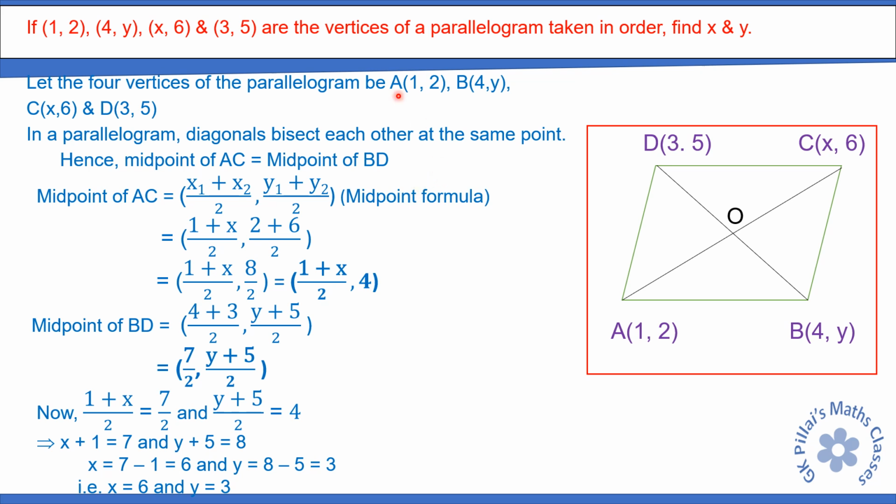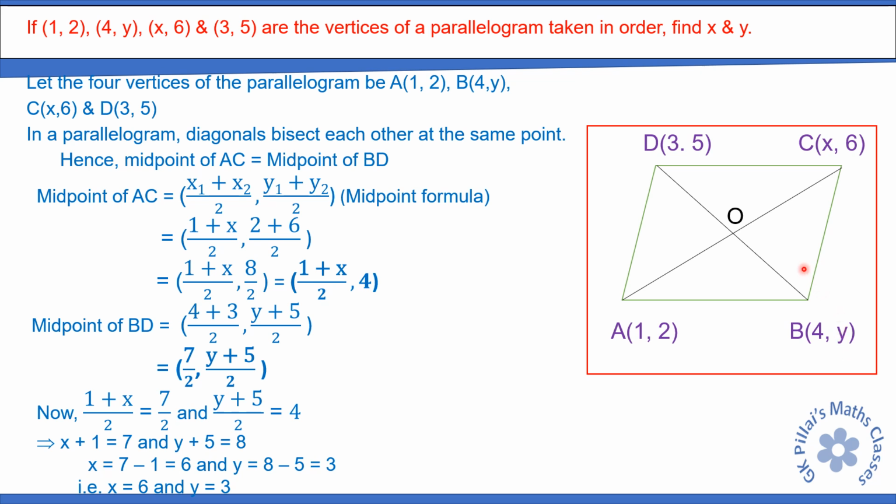Let me read this question also. If 1 comma 2, 4 comma y, x comma 6 and 3 comma 5 are the vertices of a parallelogram, taken in order, find the values of x and y. I have drawn a parallelogram here. These are the 4 vertices. There is an unknown value of x and here there is an unknown value of y.